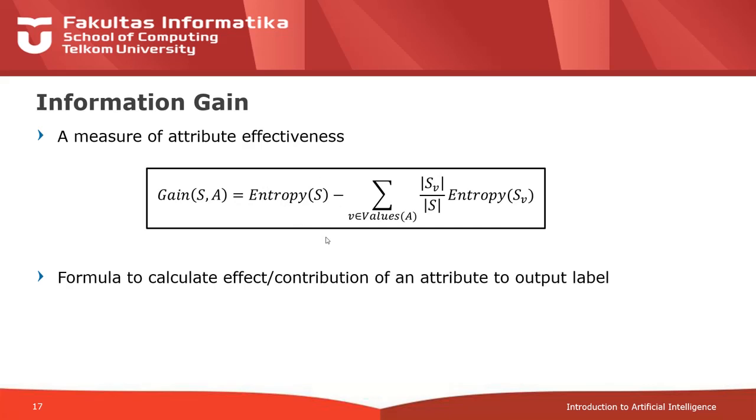But in calculating it, first we need to calculate the entropy of the attribute itself, and then we need to calculate the entropy of each of the values of the attribute. Again, the information gain is based on the output label. So we need to know the attribute itself, and then we also need to know that relative to the output label. We will follow up with that in the example.